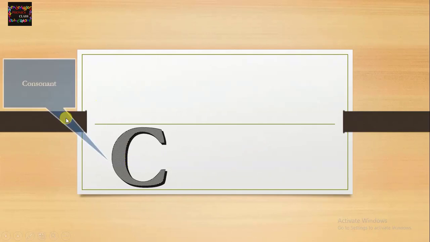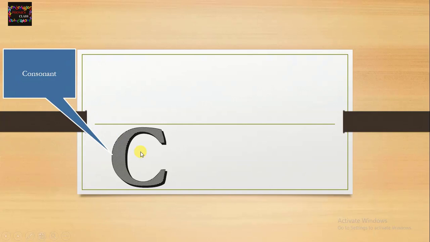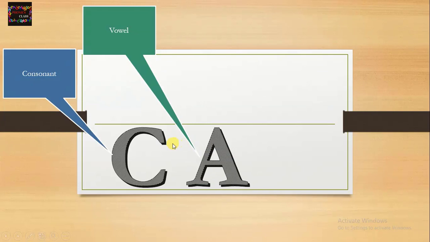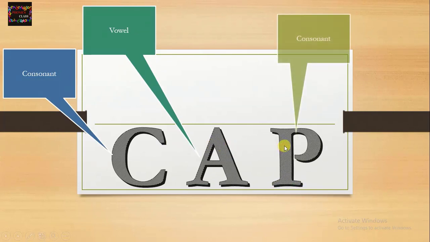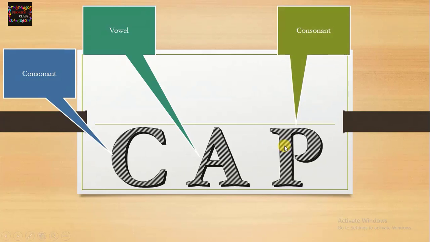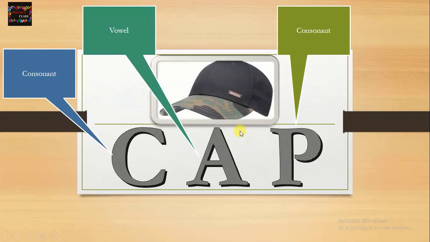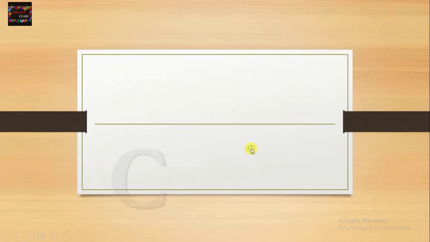Let's move to the next word with the same letter again, C. C is a consonant that makes the sound K. A is a vowel, a short vowel that makes the sound A. The next consonant is P. P makes the sound P. K, A, P, cap. It's a cap. You wear it when the weather is hot or when you're under the sun.